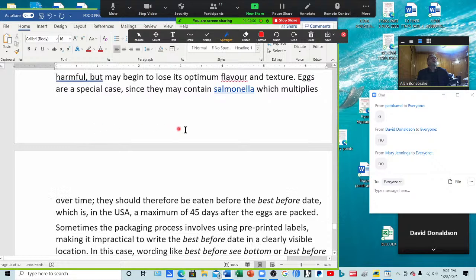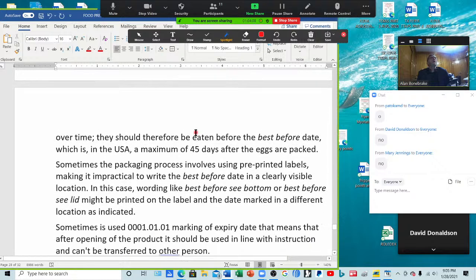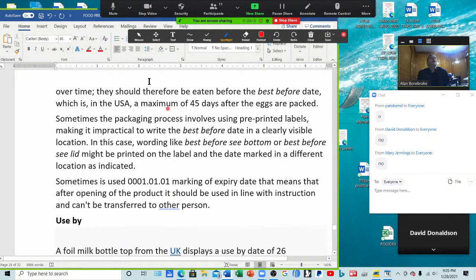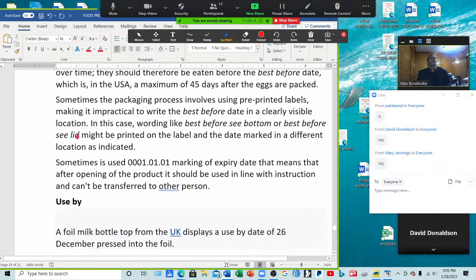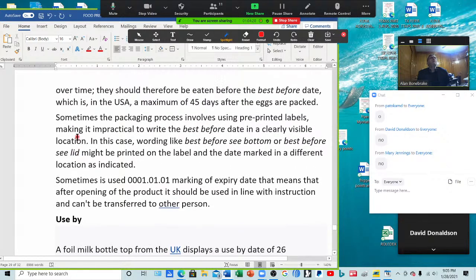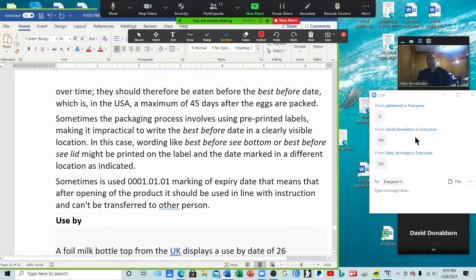Eggs are a special case since they may contain salmonella, which multiplies over time. Therefore, they should be eaten before the best before date, which in the USA is a maximum of 45 days after the eggs are packed. How many of you knew that? Eggs should be used within 45 days after the eggs are packed.